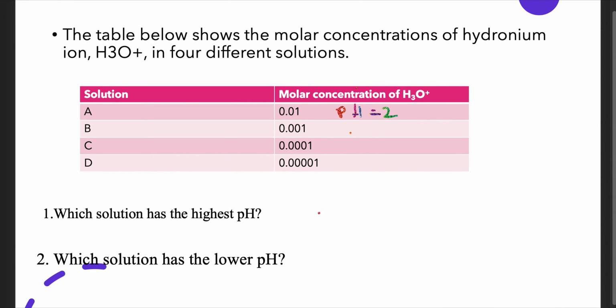When we're looking at stuff like this, it becomes a little bit more difficult when you start adding different numbers. This one is a pH of 3. 1, 2, 3, 4. This is a pH of 4. 1, 2, 3, 4, 5. And this is a pH of 5. Okay, so keep in mind these numbers here.